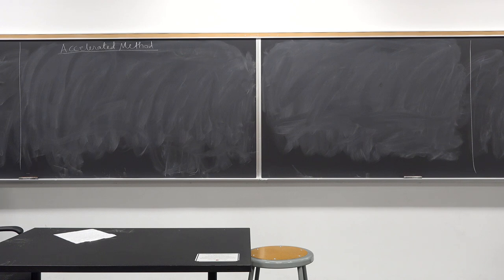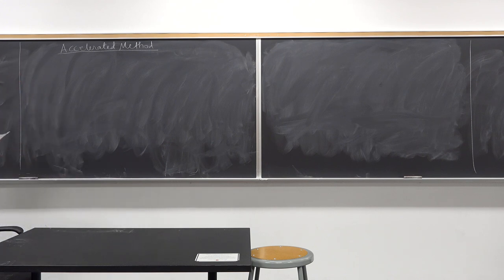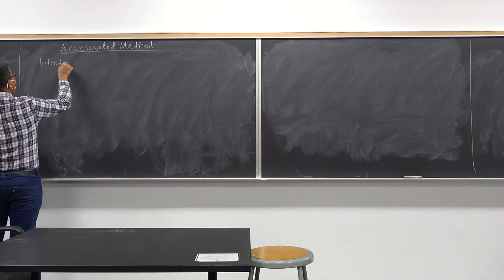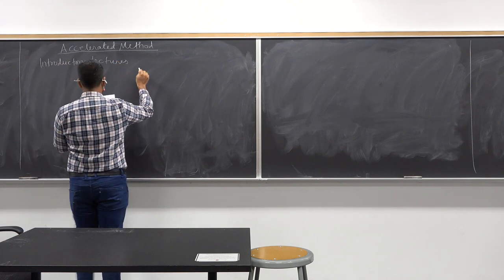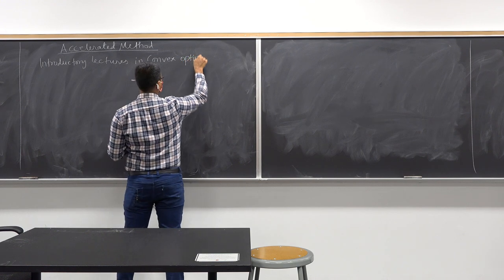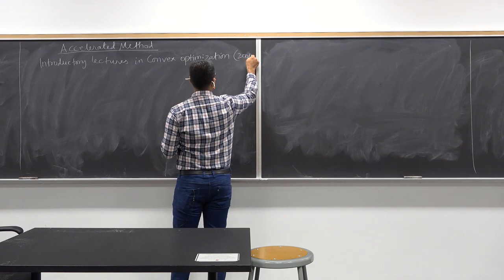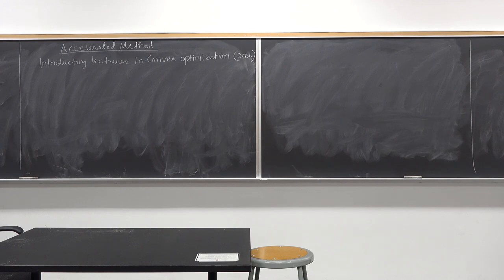So today's lecture is actually taken from a book that we all have access to through the university library, Introductory Lectures in Convex Optimization. The book was written in 2004, but of course the book is based on the research done in the 1960s to 1980s.